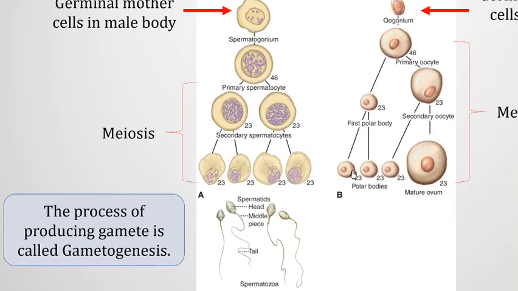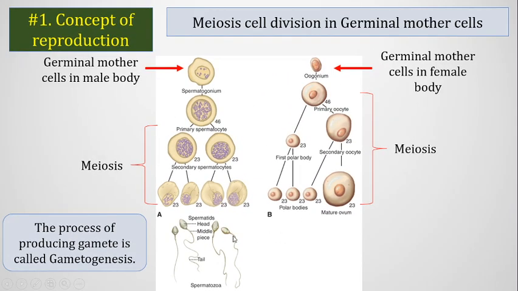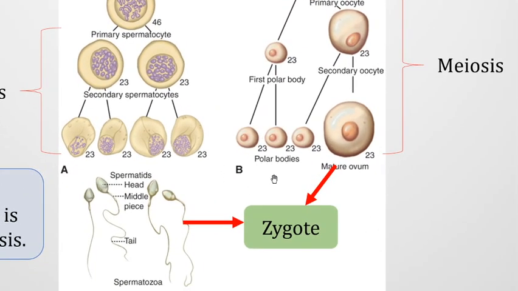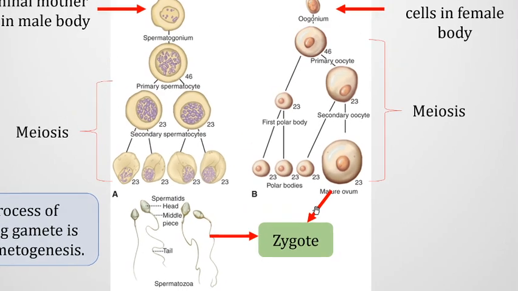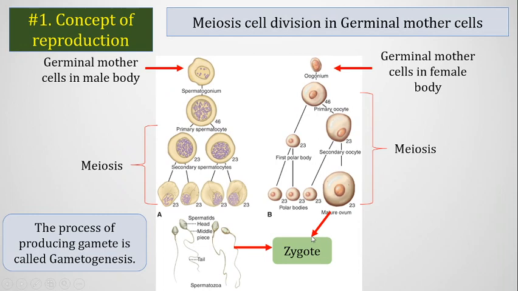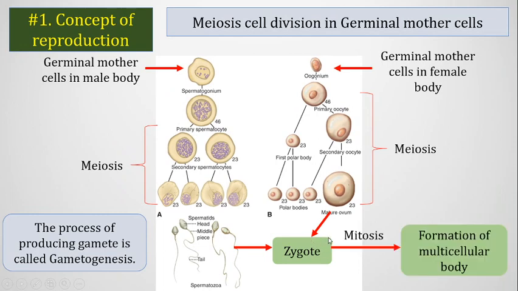And then what happens after it, when the male gamete and female gamete undergo fertilization, they produce a zygote, and this zygote is diploid and it undergoes mitosis cell division to produce a big multicellular body of an animal or plant.